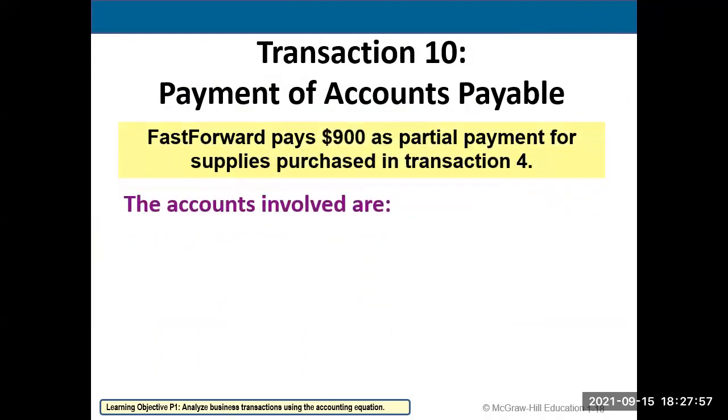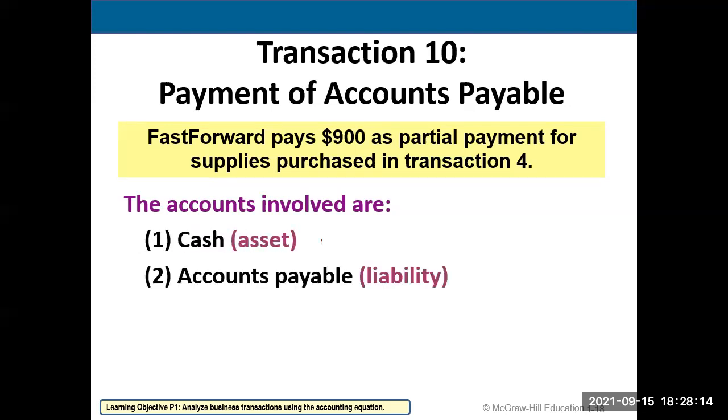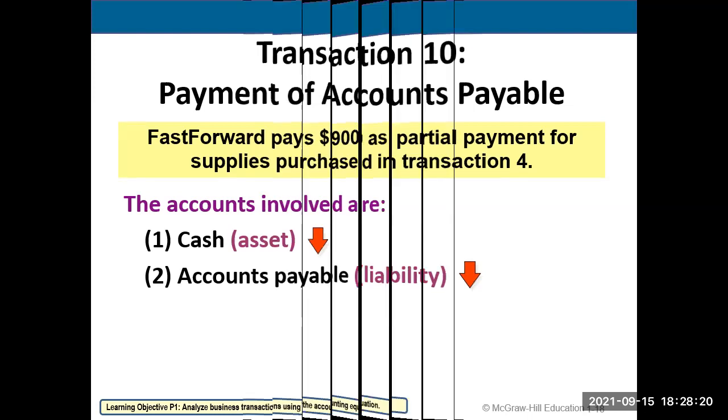All right, we pay $900 as partial payment for the supplies purchased in transaction 4. If you remember, when we bought those supplies, we didn't pay cash. They allowed us to pay for it later. So now we're going to pay $900 that we owe to them. So our cash asset will go down, and our accounts payable, a liability, will also go down. Why? Because we owe less money to them now that we're paying it off.